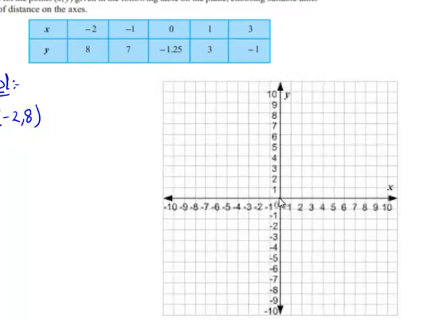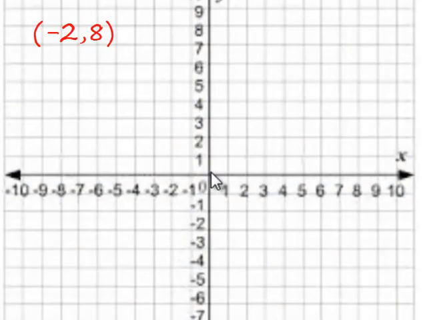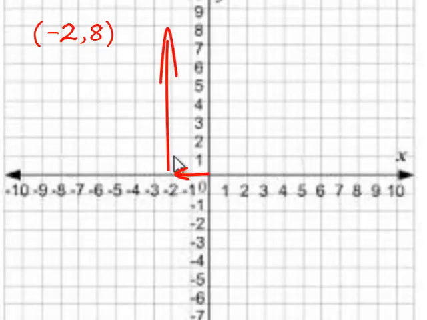So starting from the origin, since the x coordinate is given as -2, we move 2 units along the negative direction of the x-axis, and further from here, since the y coordinate is given as +8, we move 8 units along the positive direction of the y-axis. So the point -2, 8 lies here.